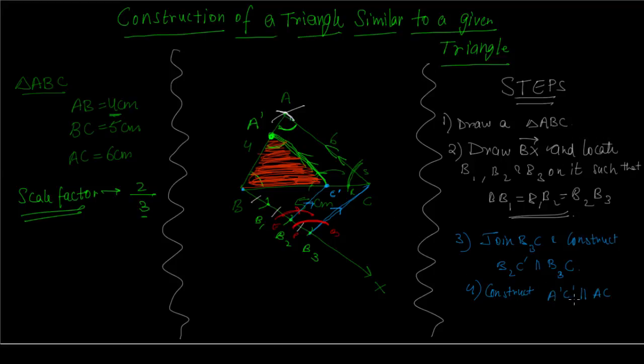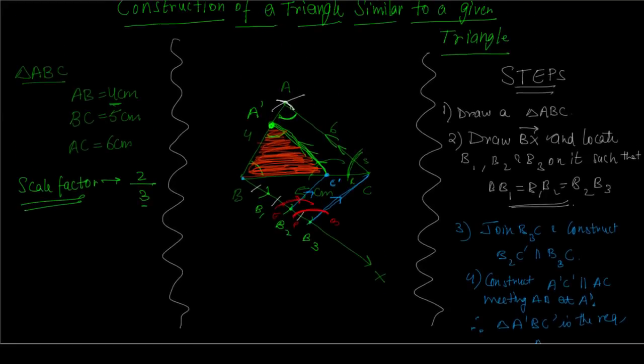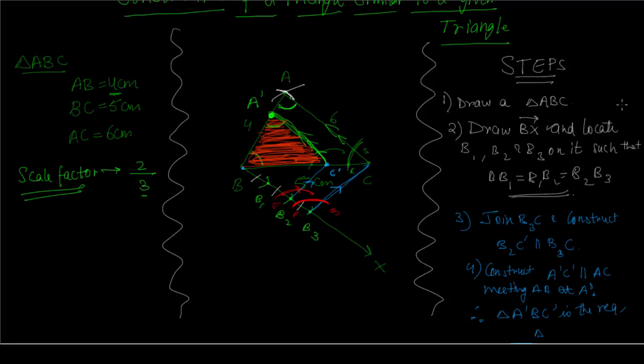And construct A dash C dash parallel to AC meeting AB at A dash, right? Therefore, your triangle A dash B C dash is the required triangle, right? So in this way, we constructed a triangle similar to the given triangle with the given scale factor. Here the scale factor is important. I told you how we need to use the scale factor.